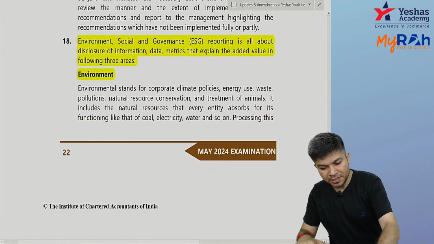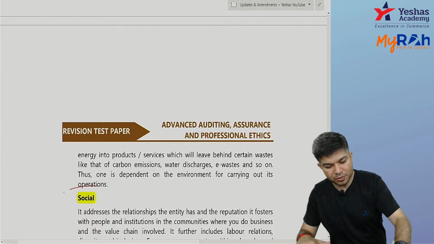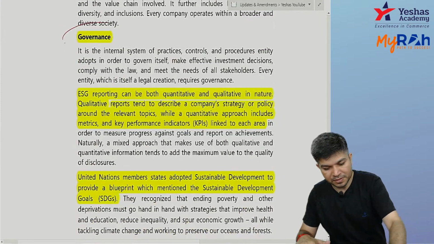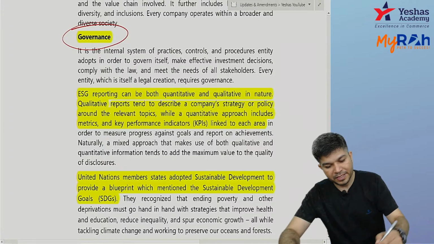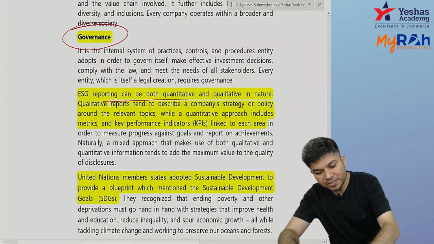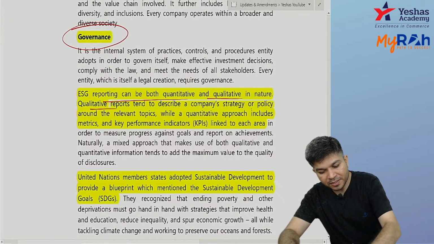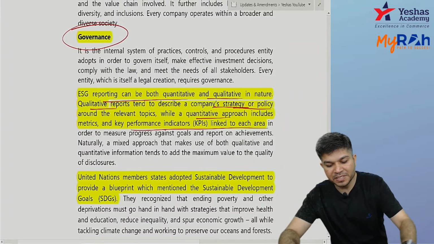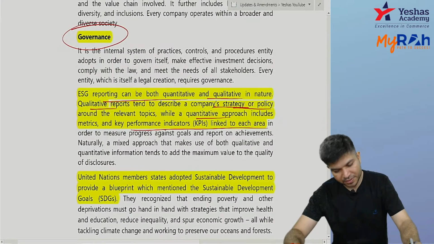The ESG reporting is all about disclosure of information related to 3 areas: environment, social, governance. I told you to write 3 lines about each. ESG reporting can be both qualitative as well as quantitative. Qualitative is related to company strategy and policy. In quantitative, they have some performance indicators linked to the areas. They measure it. Okay.